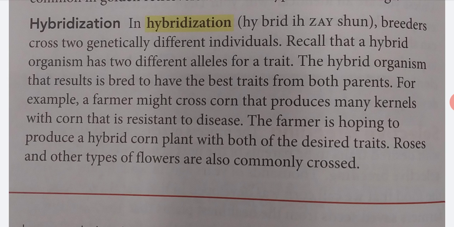Hybridization. In hybridization, breeders cross two genetically different individuals. Recall that a hybrid organism has two different alleles for a trait. The hybrid organism that results is bred to have the best traits from both parents. For example, a farmer might cross corn that produces many kernels with corn that is resistant to disease. The farmer is hoping to produce a hybrid corn plant with both the desired traits. Roses and other types of flowers are also commonly crossed.